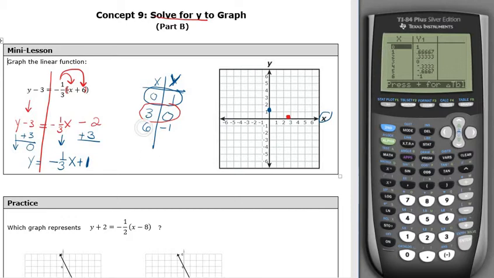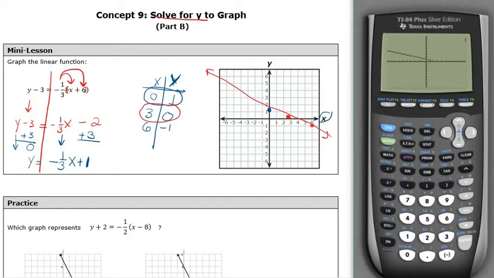Alright, next. 6, negative 1. On the x-axis, I go to 6. On the y-axis, I go down to negative 1. Do my points line up? Yes, they do. And we can check our graph by looking at the graph on the calculator. They look pretty darn similar. I think we did a good job.